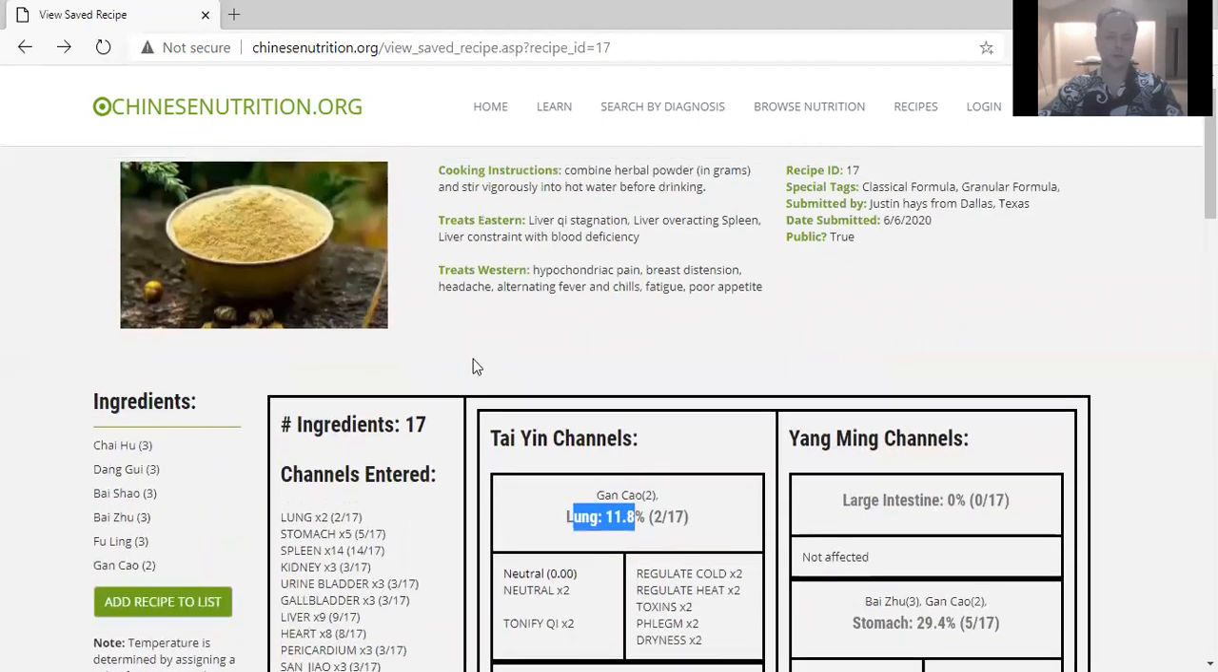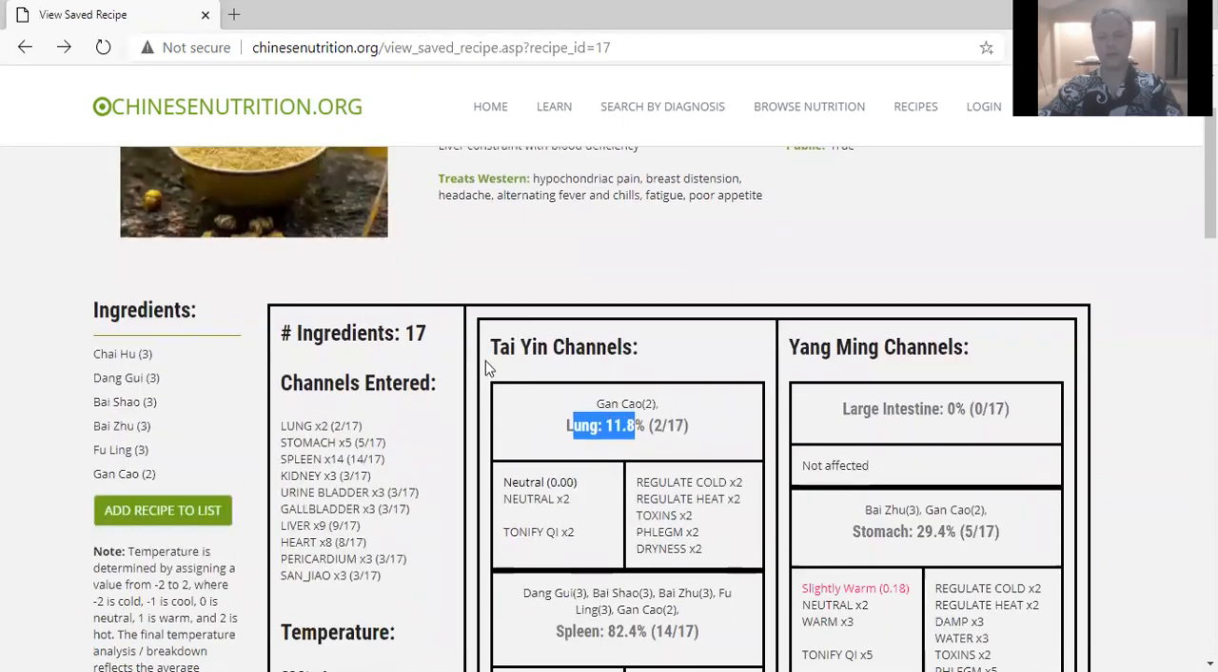Okay, so how does the recipe analysis kind of work? Well, it has two different levels. It has a general overview, one of which is the channels that are entered. So we can look at it, we can say it goes to the lung twice. Out of 17 ingredients, 2 of these ingredients go to the lung. Which ones? Gan cao. It's the only one that goes to the lung. So 11.8% of the ingredients in this formula go to the lung.